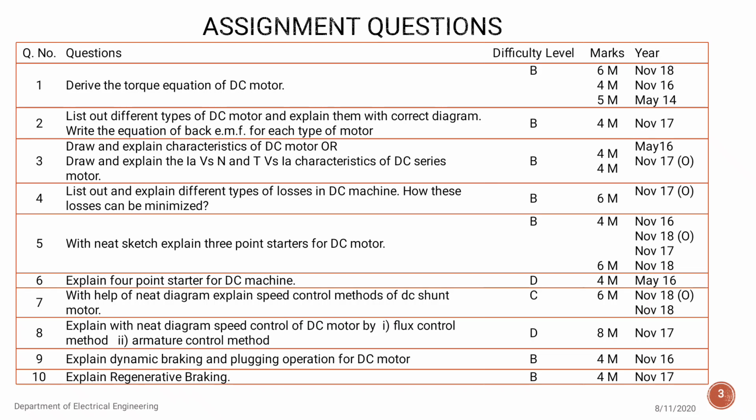Again, this question is also asked in November 17 October. That is an OR question: list out and explain different types of losses in a DC machine. So once we clear the types of DC motor, then we will go for the losses.